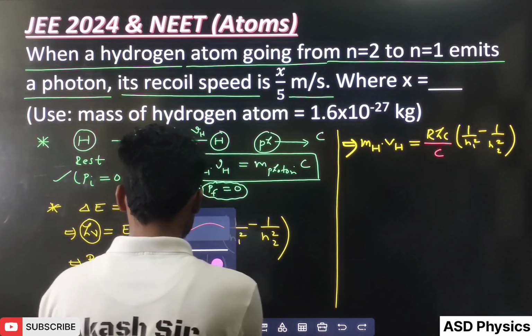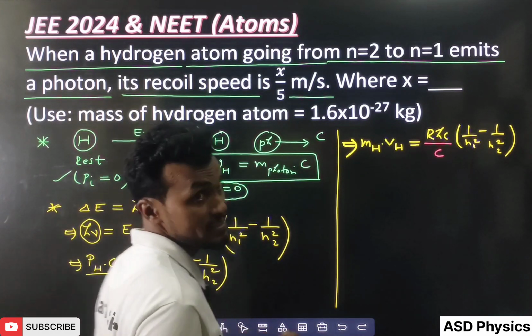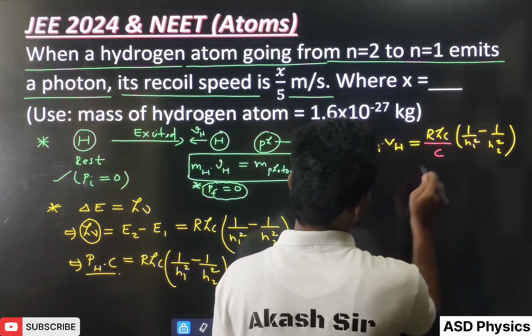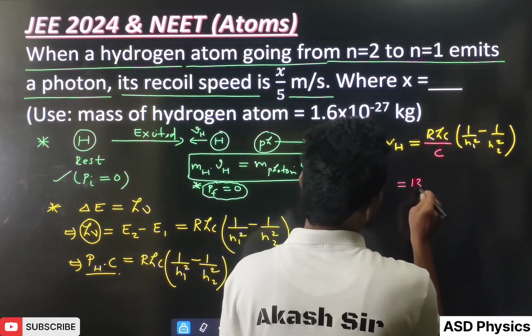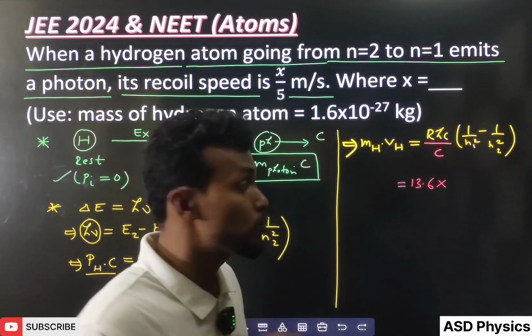After that, what will happen here, you are thinking I will cancel c and c. No, I will not cancel c and c. Why? Because RHC value is there. RHC value, what is this, you know, 13.6 electron volt. How much RHC value? 13.6 electron volt.